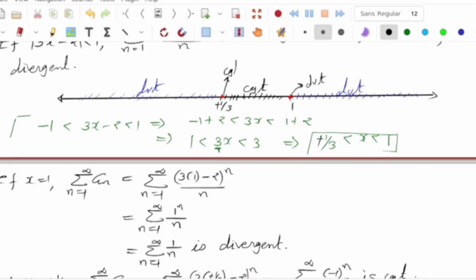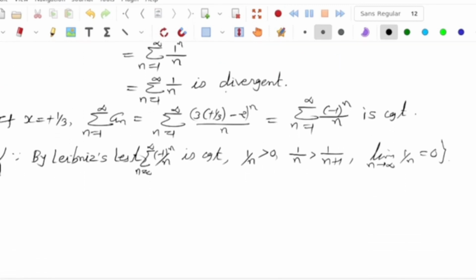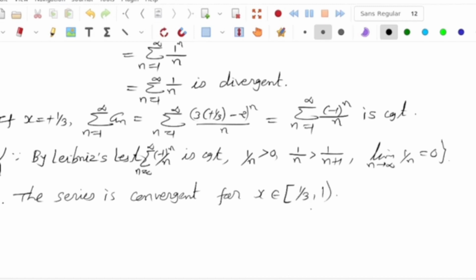So what happened at this end point? At this end point the series is convergent. So what is the interval of convergence? It is 1 upon 3 to 1, open at the right end point, and at this end point it is closed, because at that end point it is convergent. Therefore the series is convergent for x belongs to the interval from 1 upon 3 closed to 1 open. At the right end point it is open, whereas at the left end point it is closed.